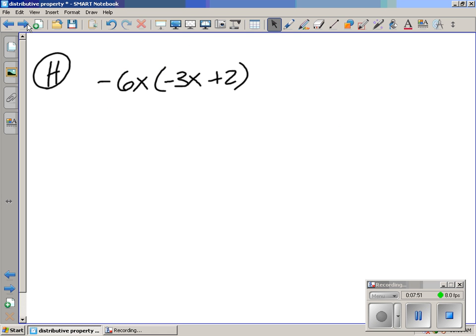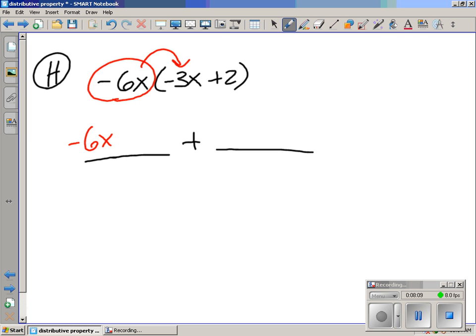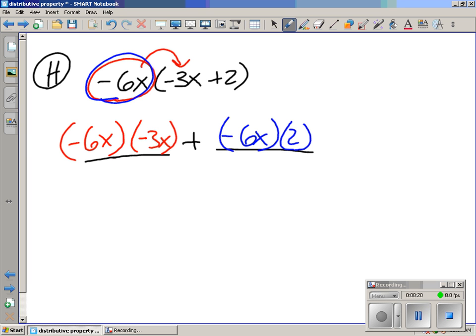Letter H. Two blanks here. Now you'll notice it's a little bit more complex because I have a negative 6 and an x. So I'm going to multiply that whole piece, negative 6x, by the negative 3x. It's the same process. Then I take the entire negative 6x and I multiply it by the positive 2.